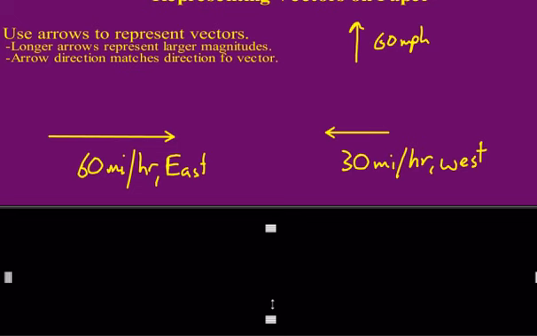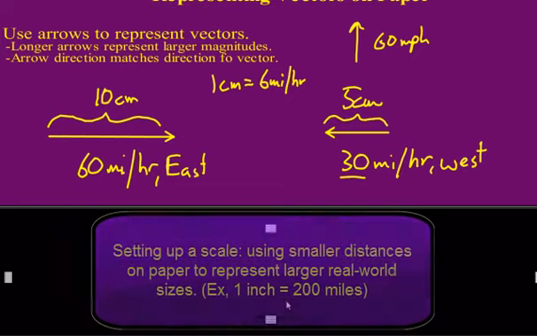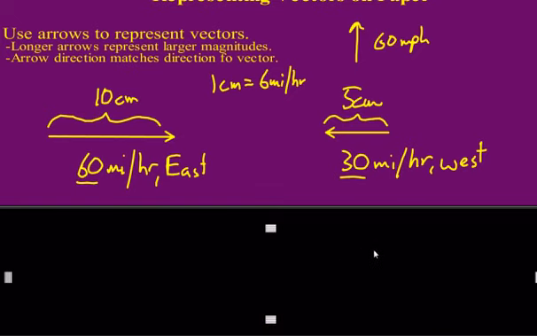I didn't do that very scientifically. I didn't get the ruler out. But if on my ruler this is 5 centimeters, then I'm going to make sure that this one here is going to be 10 centimeters. That's just called setting up a scale. In this case, 1 centimeter equals 6 miles per hour, because when I get 5 centimeters, 5 times 6 is 30, and 10 times 6 is 60. So I've basically set up the scale.